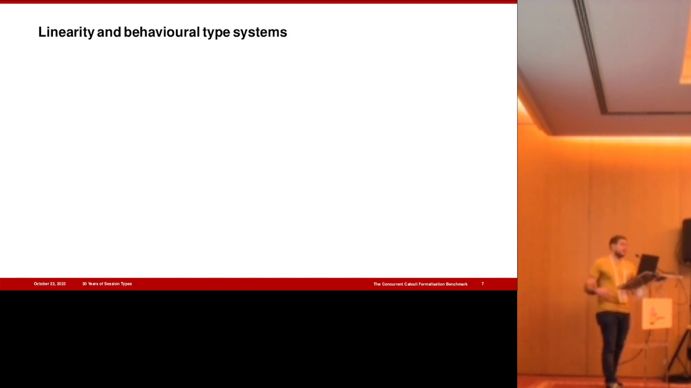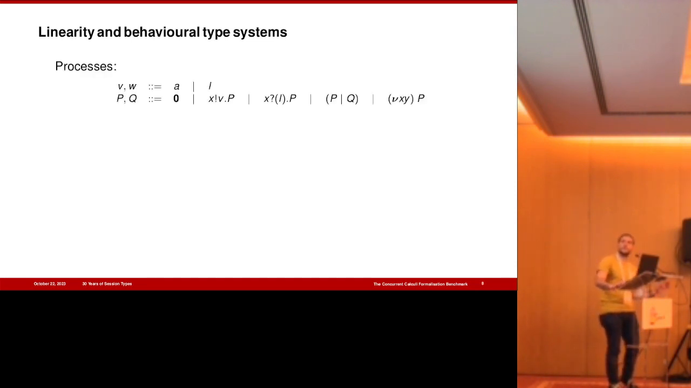So let's start. I'll just present the challenges, right? The first challenge concerns linearity and behavioral type systems. So we give, first of all, a simple process language with values. Now, A is a value, L is a variable for values. Then we have a terminated process, the 0, and a send construct and a receive construct.